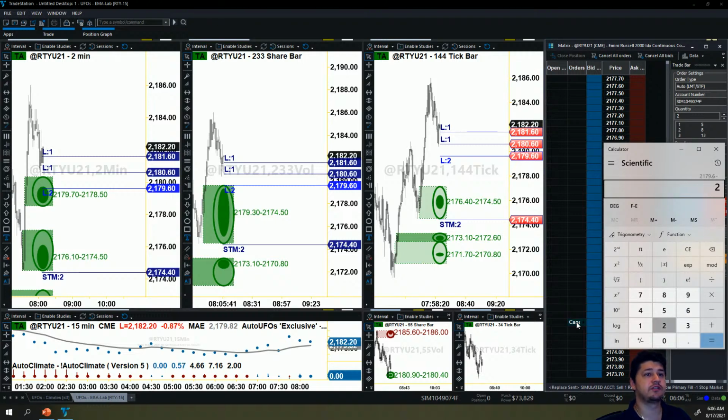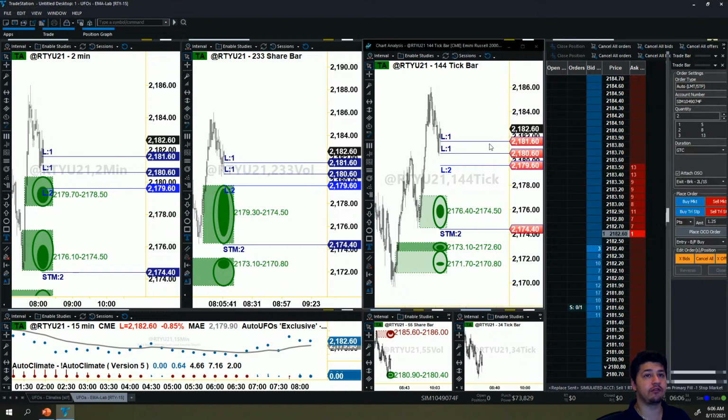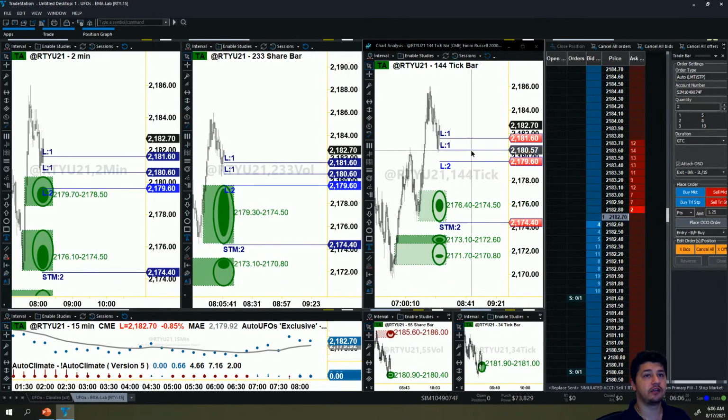2179.6 minus 2174.4, 5.2 points of risk. 2179.6, sorry. See, I almost made a mistake there. All right, 2184.8 will be our first target.